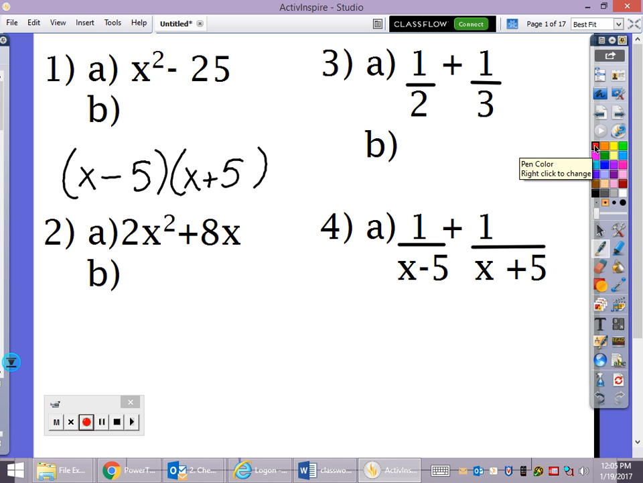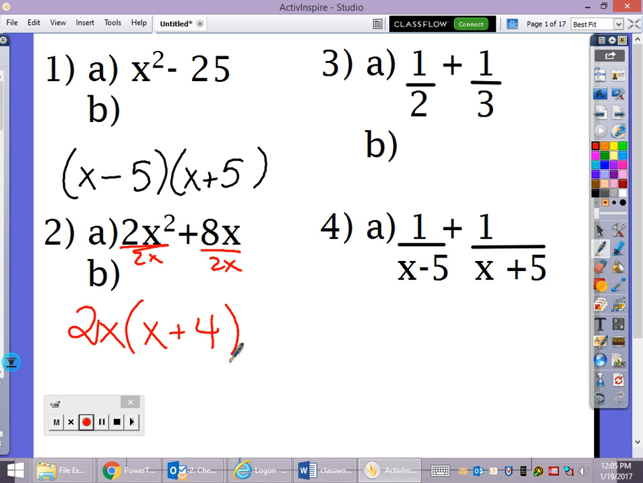All right. And why 2x? Okay, it's got a GCF. They both are divisible by 2x, right? And that gives me x plus 4. Excellent job. Okay, who can talk to me about number 3?